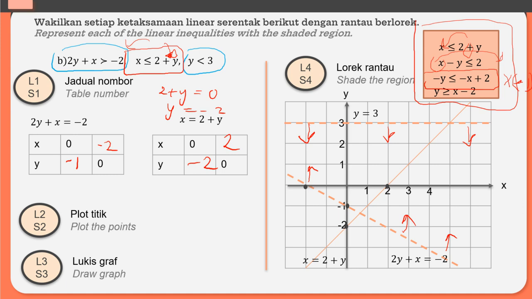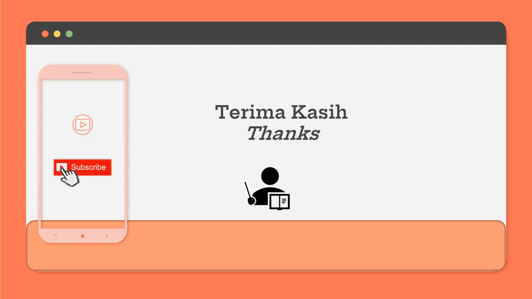Alright, so negative y times negative 1, we get y. Negative x times negative 1, we get x. Plus 2 times negative 1, you get negative 2. And then the symbol also will change, because you are multiplying with a negative number. So the region greater than that, y greater than or equal to x minus 2, where is it? So in this part. So can you guess where the shaded region is? Here is the shaded region. Okay. Alright, thank you.